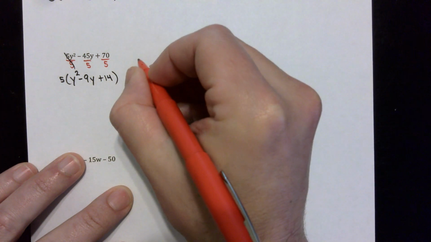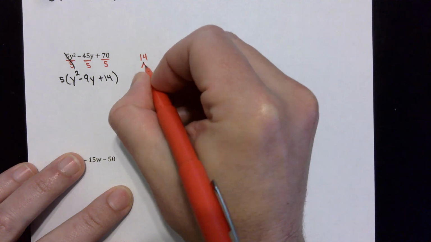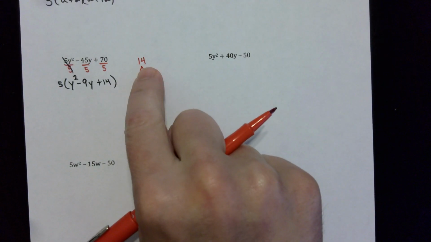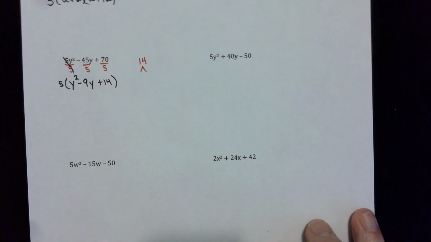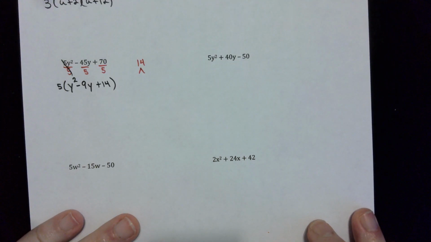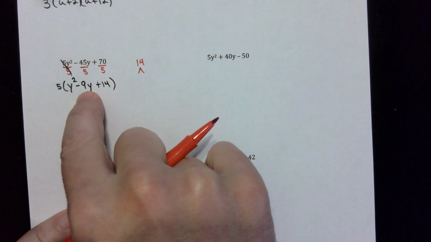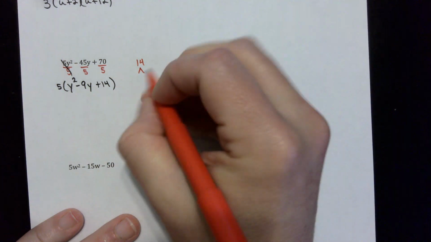Okay, so we're looking for two numbers that multiply to get 14 and add to get negative 9. So we're multiplying to get a positive number, but we're adding to get a negative number. So we need both of our numbers to be negative. Negative times a negative will be a positive. Negative plus a negative will be a negative. So we're looking for negative factors.